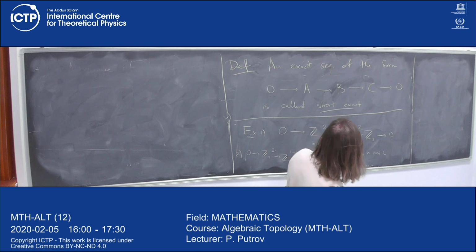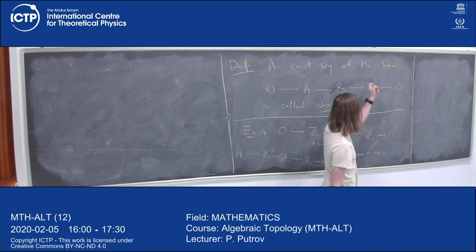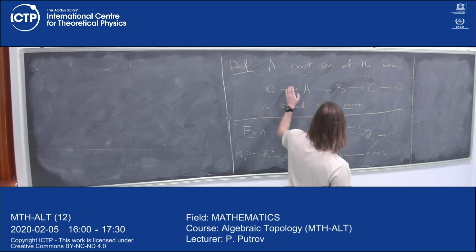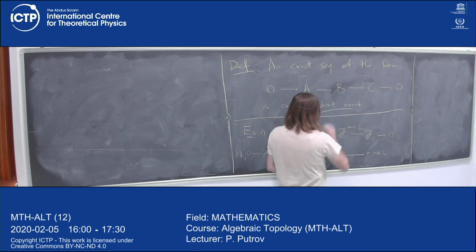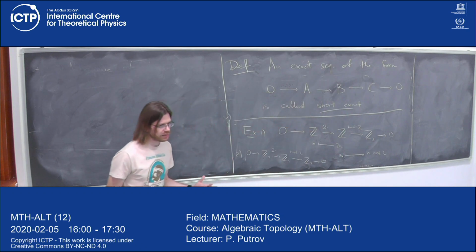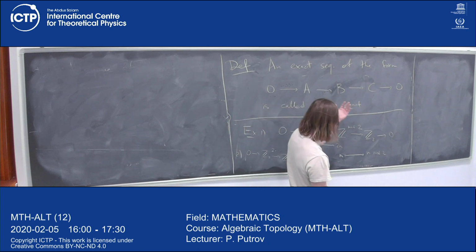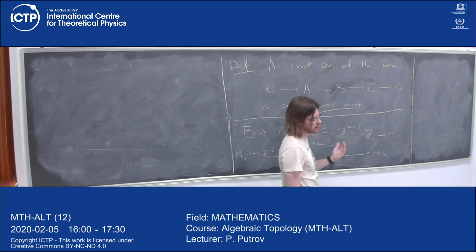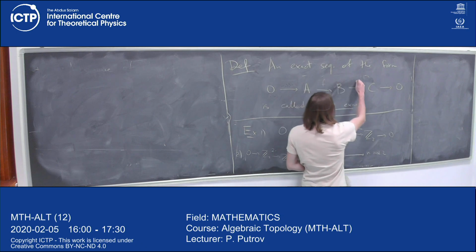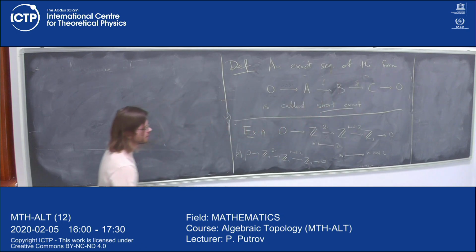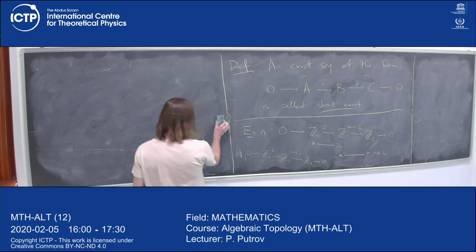I mean, part of the data are these homomorphisms. Well, this is automatically given, right? There is a unique map from 0 and a unique map to 0. The homomorphisms here are part of the data of the sequence. The sequence by definition is a sequence of groups and a sequence of homomorphisms. When we're talking about a sequence, there are some maps.